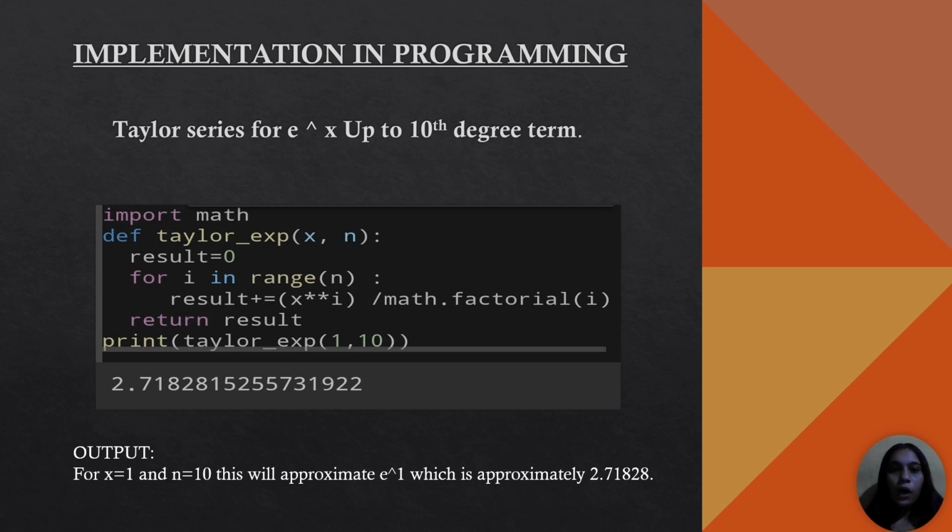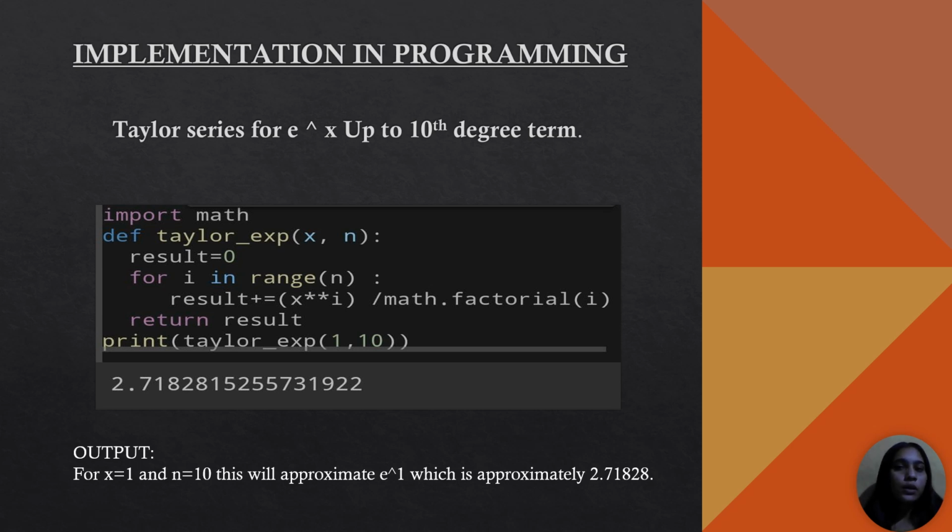So as we can see the output of the result, the output will be 2.7182815255 and so on. It is the approximation using 10 terms of the Taylor series, which is approximately 2.71828, which is very close to the actual value of e. So using this Python code, this is how we execute the Taylor series. For example, we took e to the power x. So using this Python code, we can solve the Taylor series expansion.